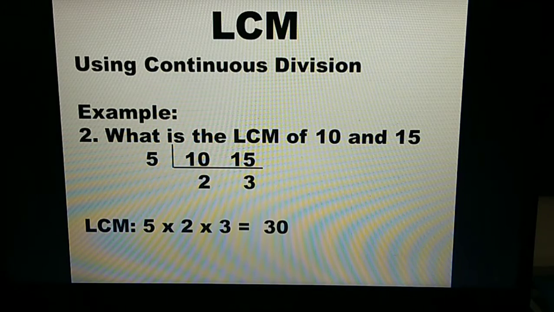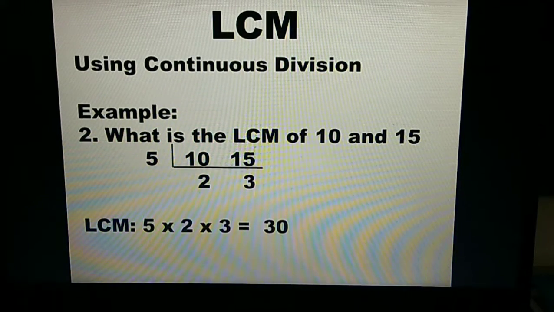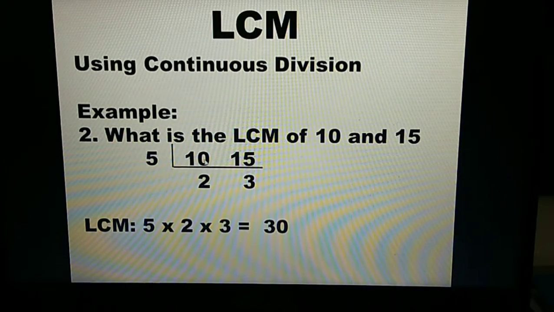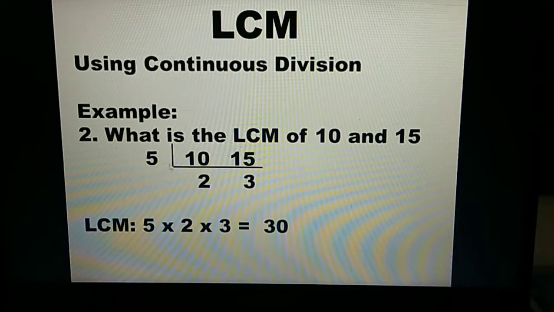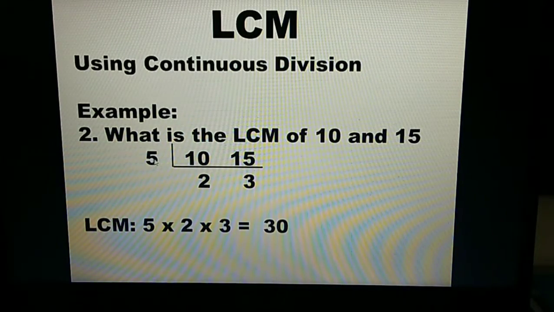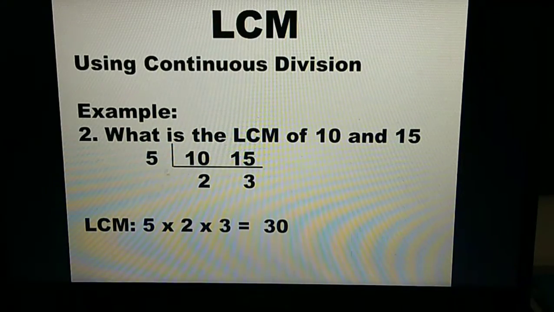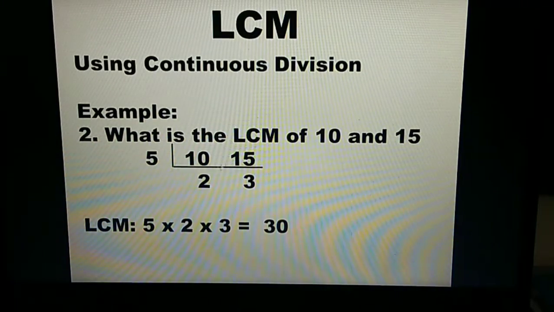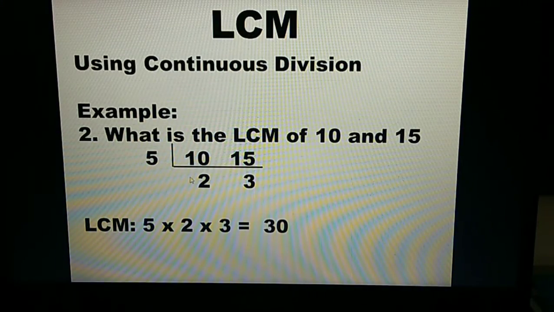Okay, what is the LCM of 10 and 15? Listing it, or writing it in horizontal form, we have 10 and 15. 10 and 15 have a common factor, and this is 5. Okay, divide. 10 divided by 5 is 2. 15 divided by 5 is 3. We're going to stop here since 2 and 3 have no common factor.